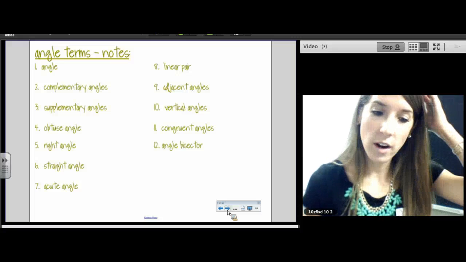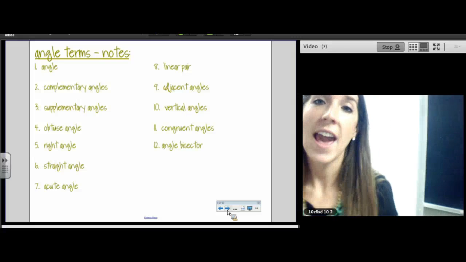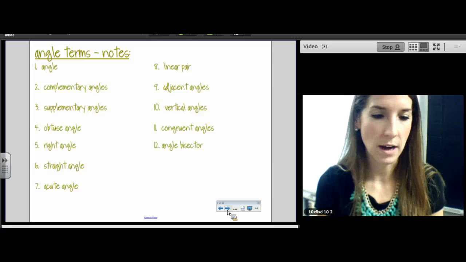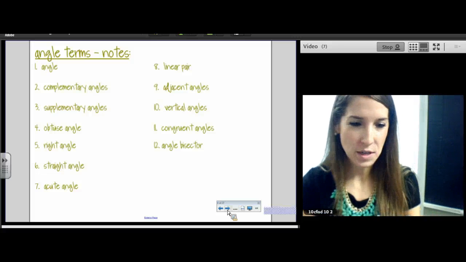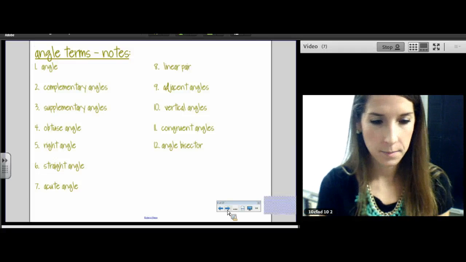Answers to your homework. It really wasn't much of a homework. It was just, hey, here's the vocab for the new unit. You go and see if you can find these words by yourself. But here's the answers to your angle terms notes, which was on the calendar for Friday.